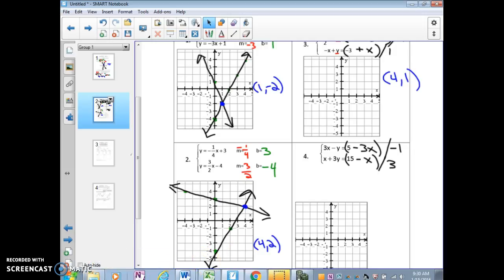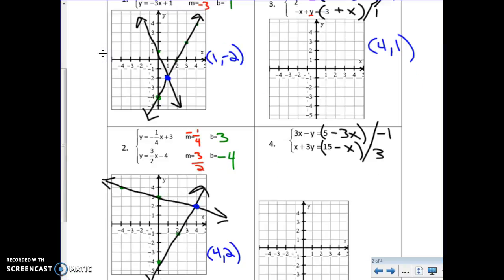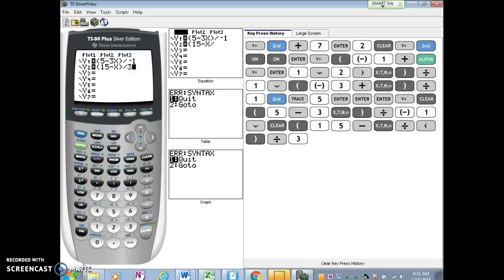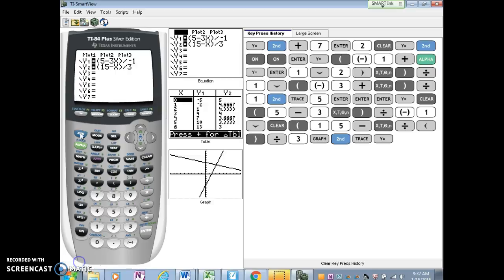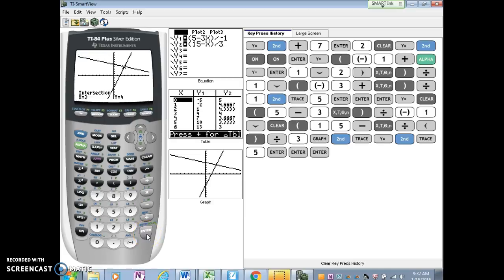So now go to y equals on your calculator, and we're going to do the same thing that we did in problem number 3. This is what it should look like in your calculator. Now we're going to use second, trace, 5, enter, enter, enter, and there's our solution, the point (3, 4).